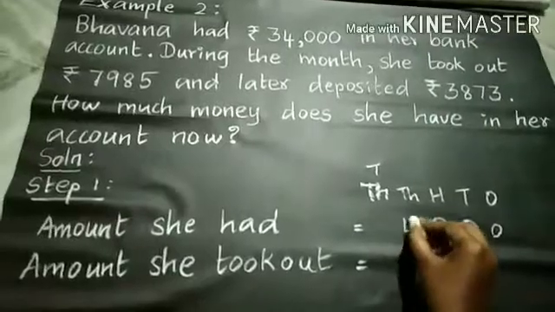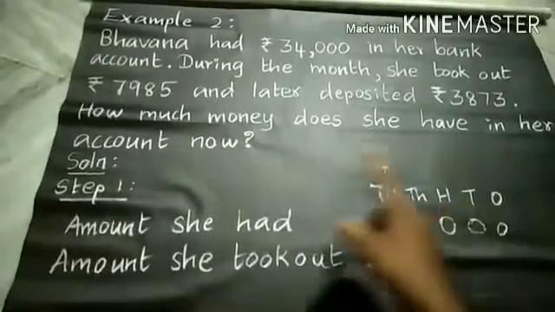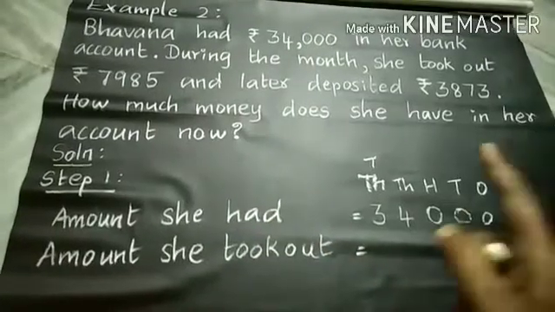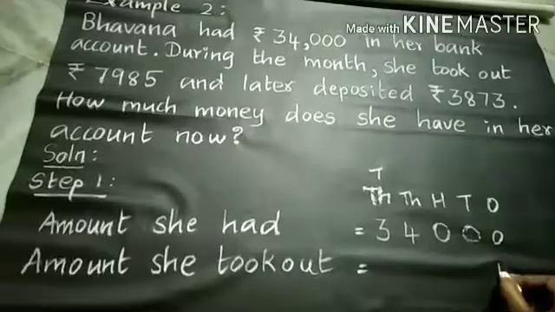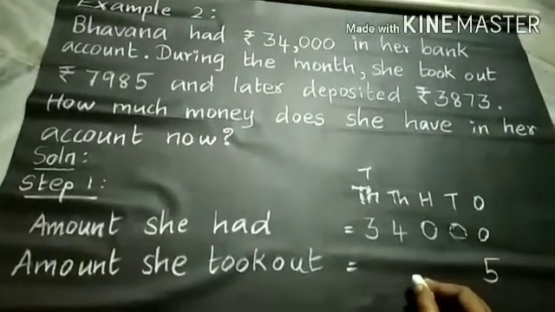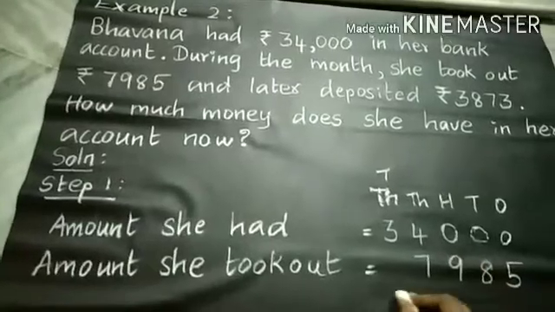Step 1, write amount she had, that is 34,000. Write the number from right to left. Then amount she took out is equal to rupees 7,985. Write the number from right to left column wise.